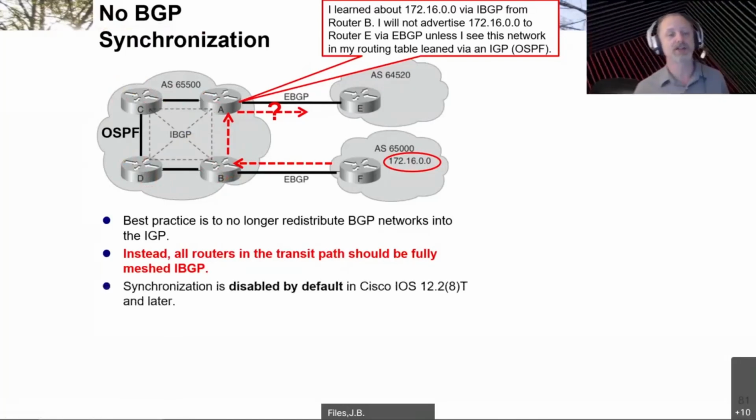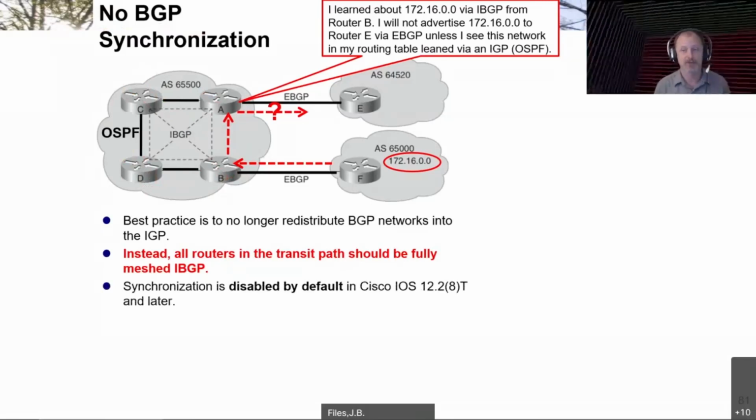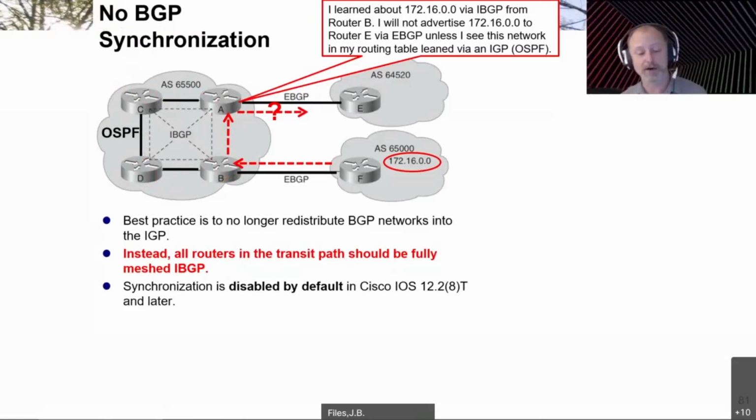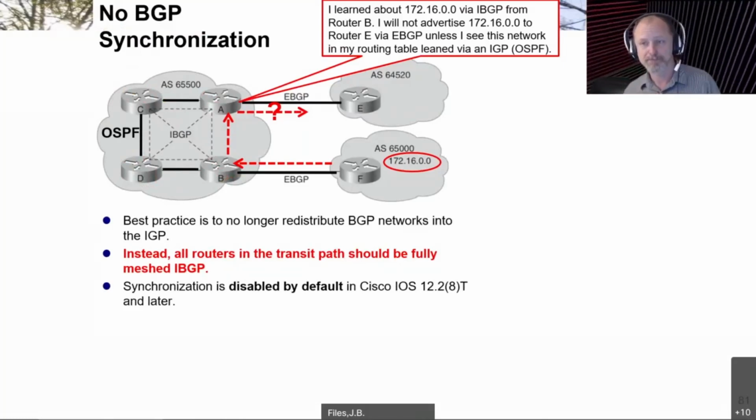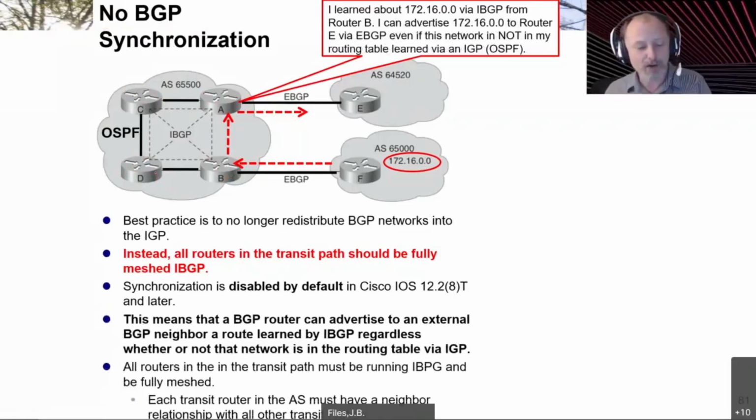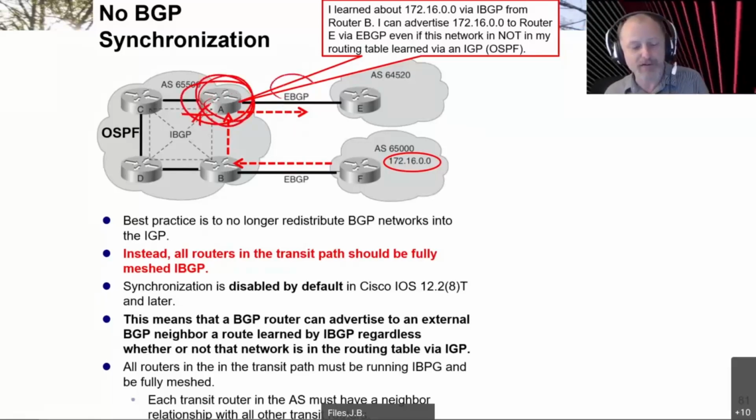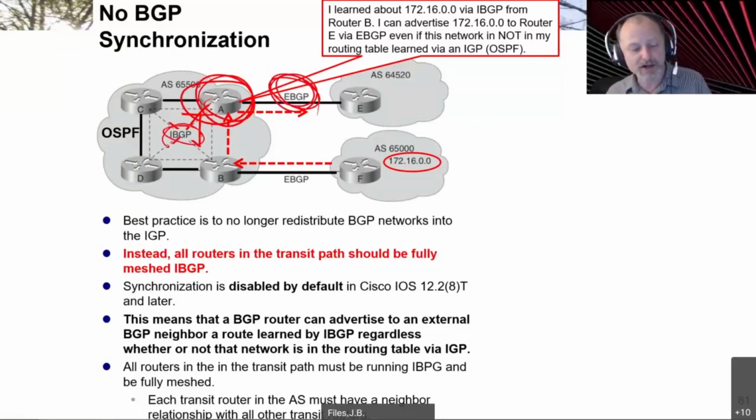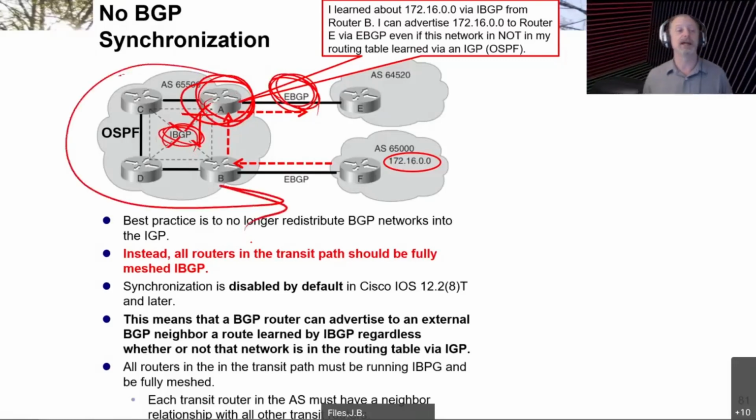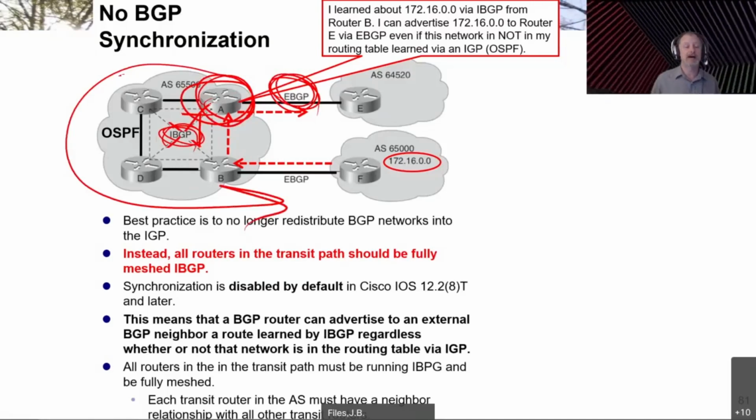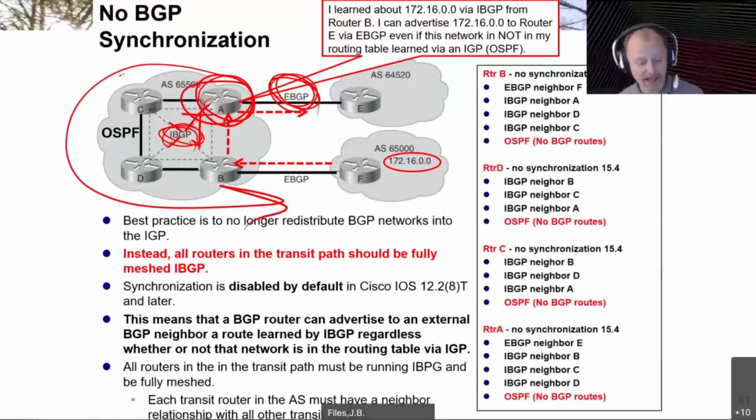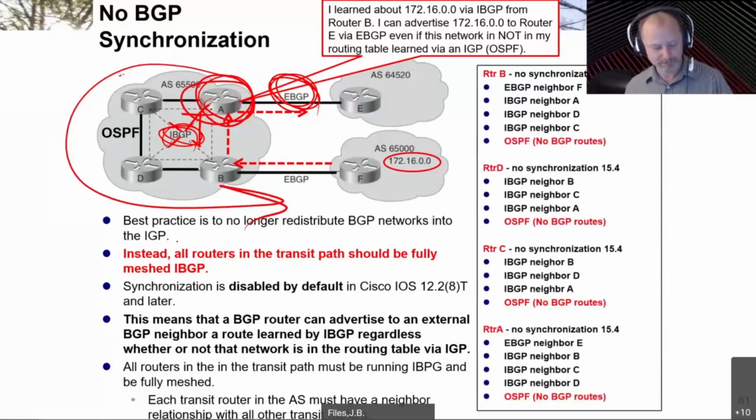So synchronization is disabled by default nowadays, which means you have to run iBGP on all of these routers. So now we can advertise this route. A can advertise that route via eBGP that it learned via iBGP because it's assuming that we have iBGP running on the transit path. And again, these are fully meshed.